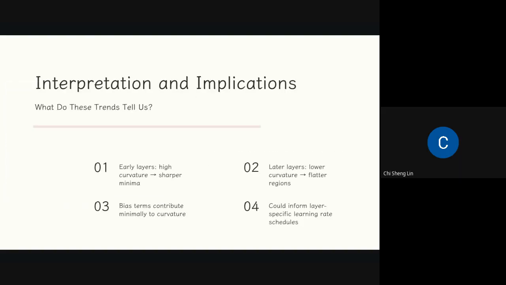So from this visualization, we can see that early layers maintain higher curvature, potentially requiring more cautious updates, and later layers flatten out, indicating more stable convergence. Since biases have minimal curvature, they might be less critical in Newton-based updates. Okay, next page.